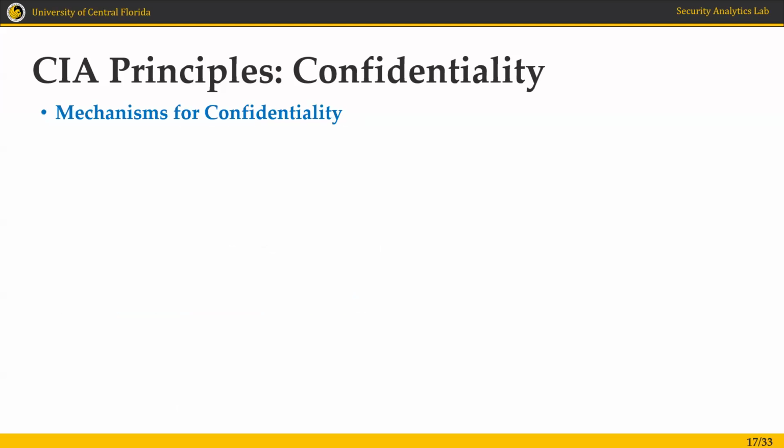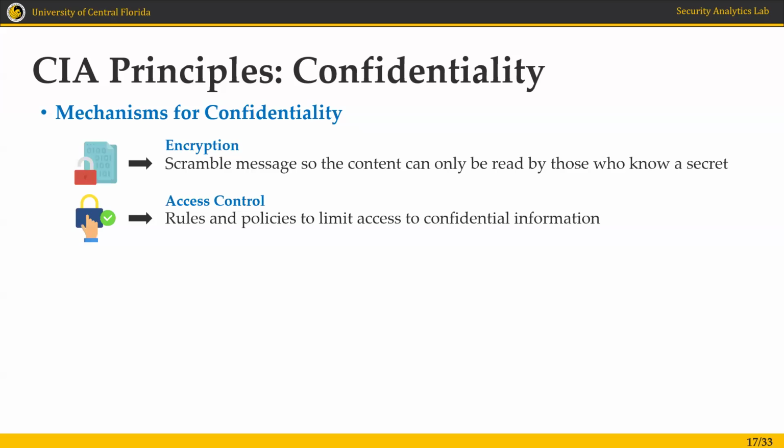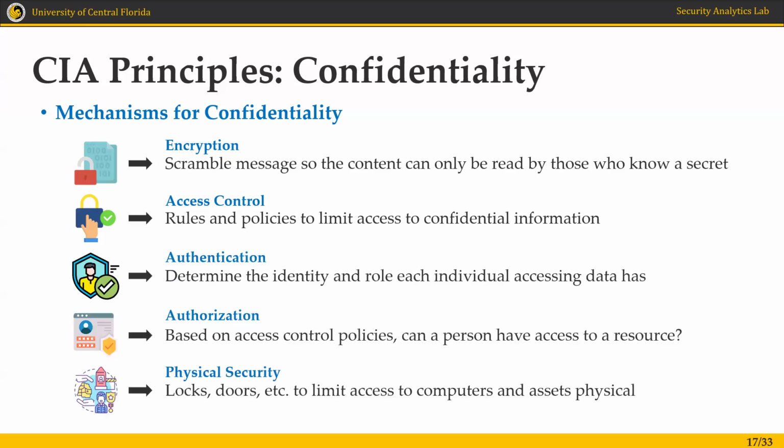Some mechanisms for confidentiality: obviously we have encryption. We will talk about the variations of encryption, or kind of models that we have with encryption. When you took intro to cryptography, you would have a solid idea. We always try to scramble the message so the content is only read by those who know the secret key or secret information. Access control: rules and policies to limit access to confidential information. Authentication is to determine the identity and role of each individual accessing the data.